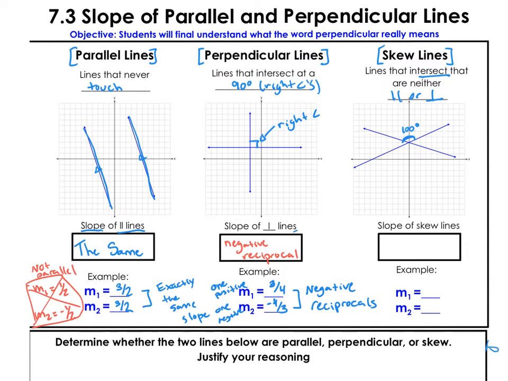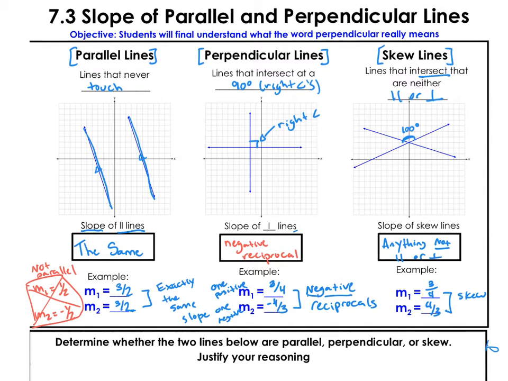And then the final one is what we call skew lines. Skew lines are anything not parallel or perpendicular. If it's not parallel and it's not perpendicular, then they're skew. Let me give an example of that. A simple example would be this: imagine if I gave you 3/4 and 4/3. This is exactly like our last example, but they're both positive. Since they're both positive, it's not parallel because they're not the same. They're not perpendicular because they're not negative reciprocals. So these would be skew. It's not parallel, it's not perpendicular, it's skew.